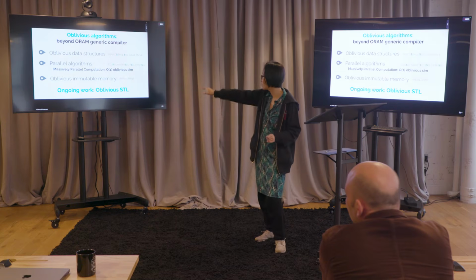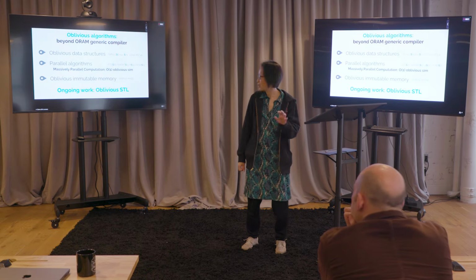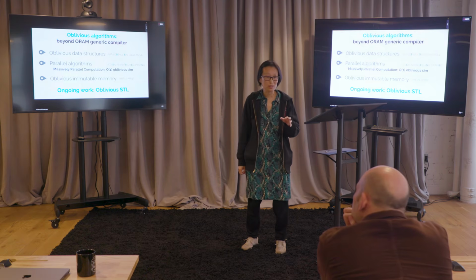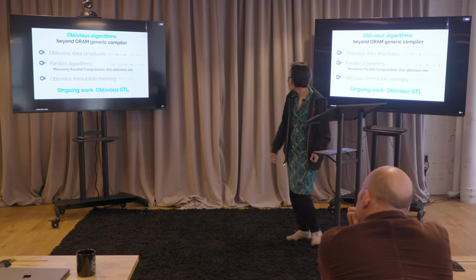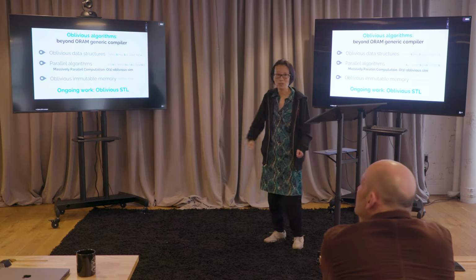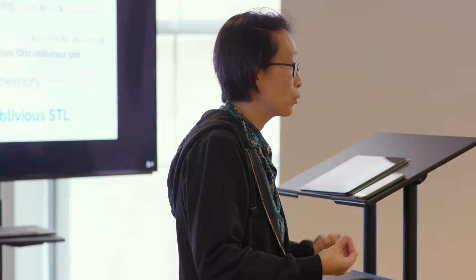And there's also very nice work by Lin and David Heath, like this oblivious immutable memory model or the single access machine model, and they also can capture a large class of algorithms. So this is why in ongoing work, we are building an oblivious STL, which is kind of like the oblivious counterpart of the standard STL library. And we are going to ship these libraries with highly optimized, customized oblivious algorithms.